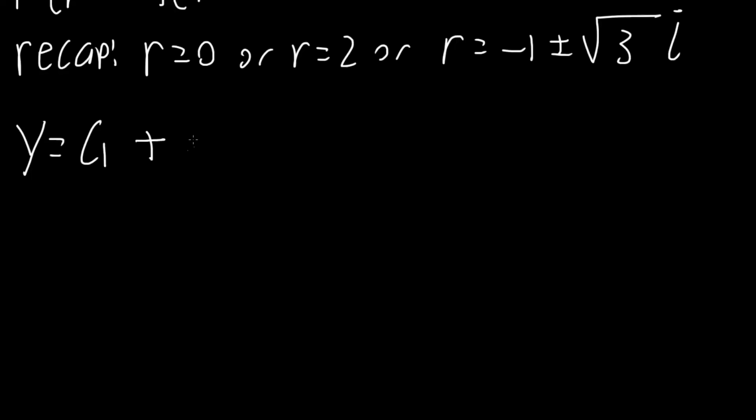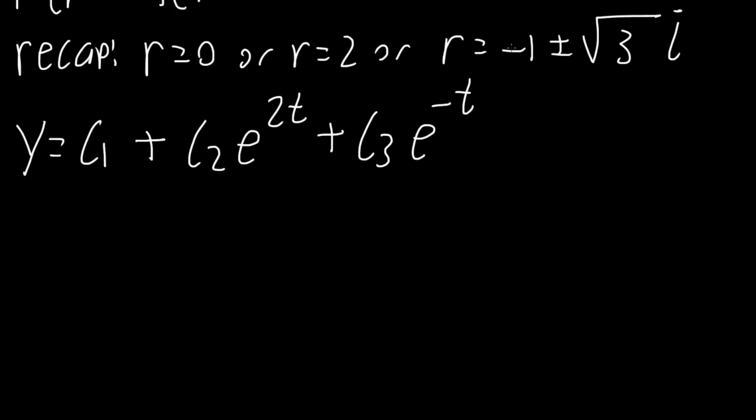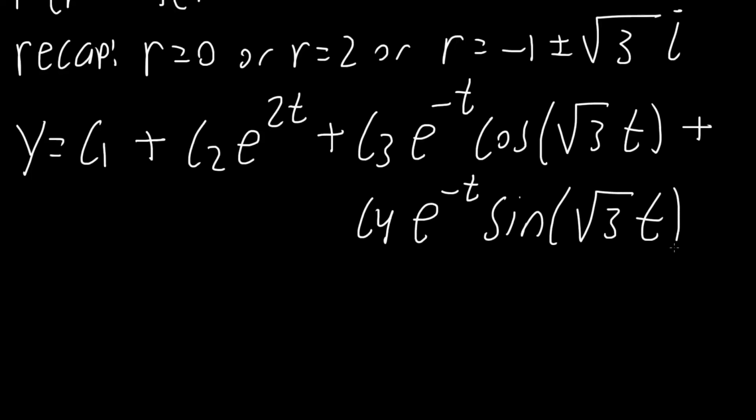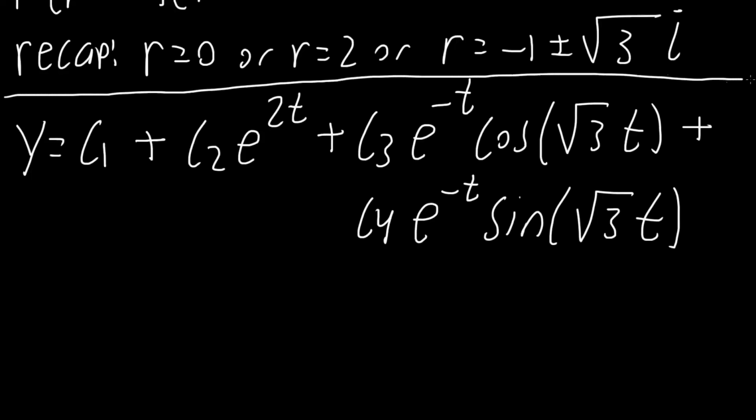Plus c2e raised to 2t because of this, plus c3e raised to negative t because of negative 1 here, cosine square root of 3t because we have plus or minus the square root of 3i, plus c4e raised to negative t, sine the square root of 3t, like this. And this is our final answer, and we simply need to box it in. And that's all we need to do.